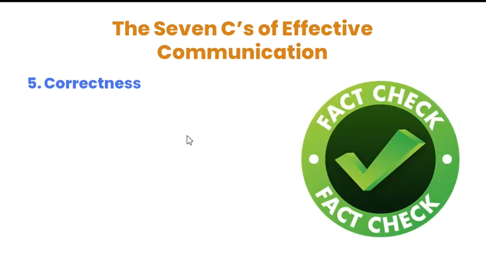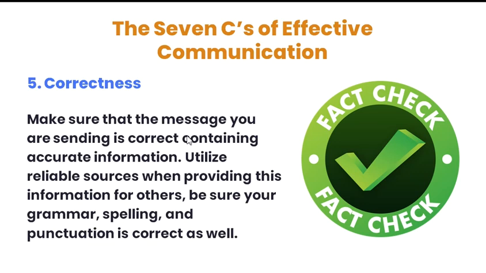The other one is correctness. Sometimes you might be giving them a factual claim or factual evidence, but the fact which you are presenting is not correct, that's another problem. You cannot have really good communication by giving them incorrect information. This is very important because some people might be so bold. They might say, well, research says this or that. But if whatever they're talking about is not really a correct source, people may not understand what you are saying, may not trust you. Make sure that the message you are sending is correct, containing accurate information. Utilize reliable sources. When providing this information for others, be sure your grammar, spelling, punctuation, everything is correct as well.